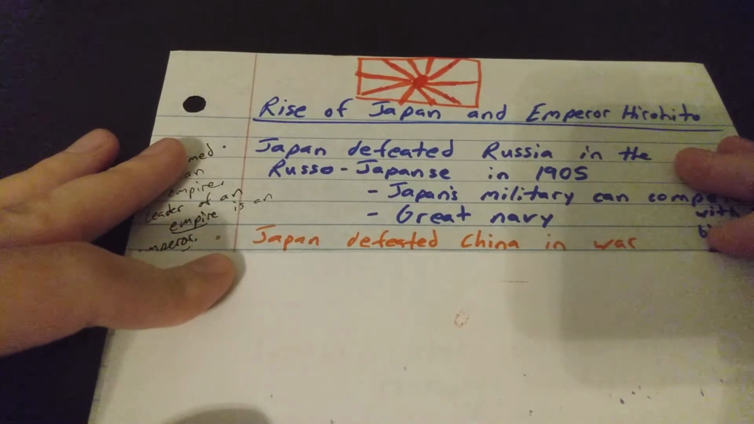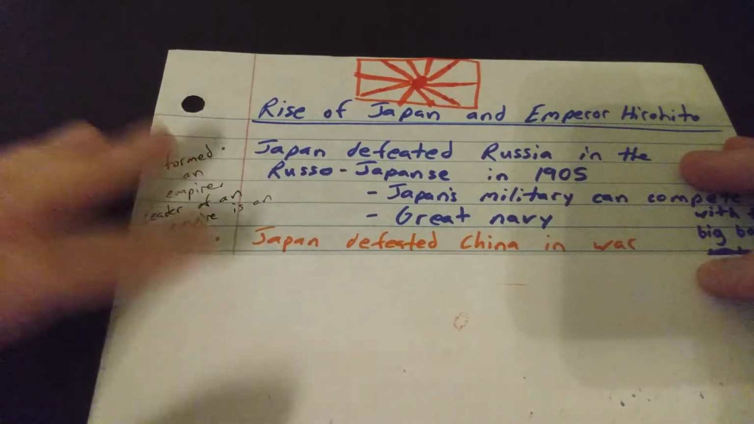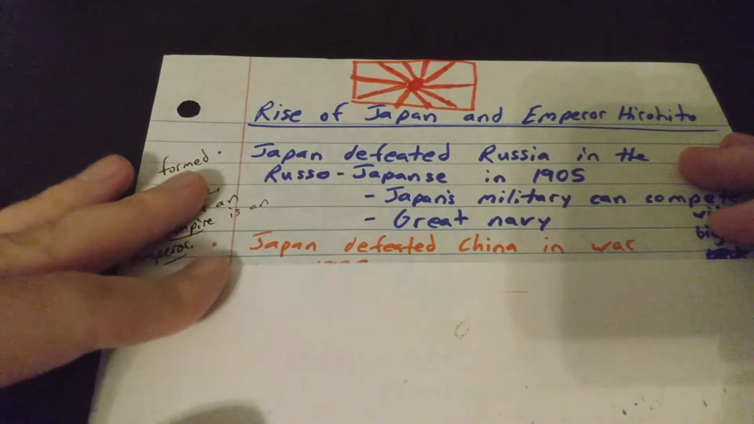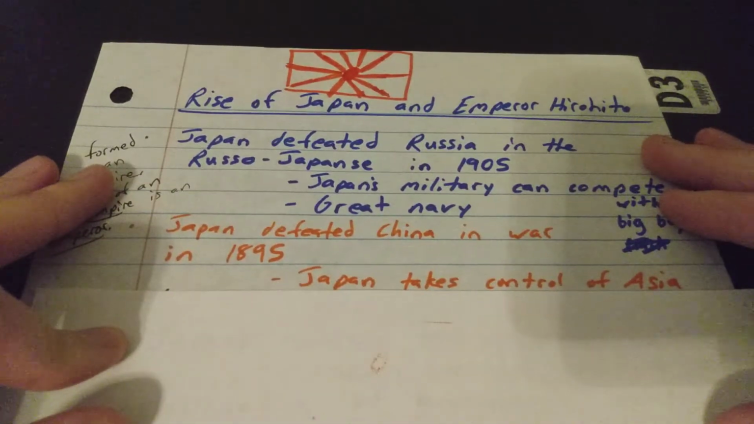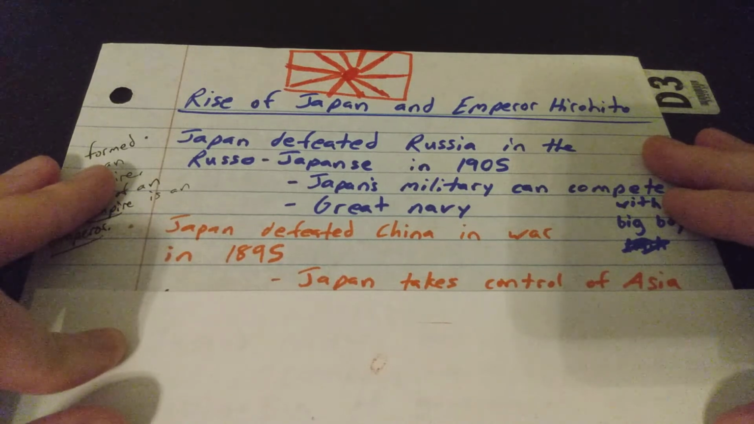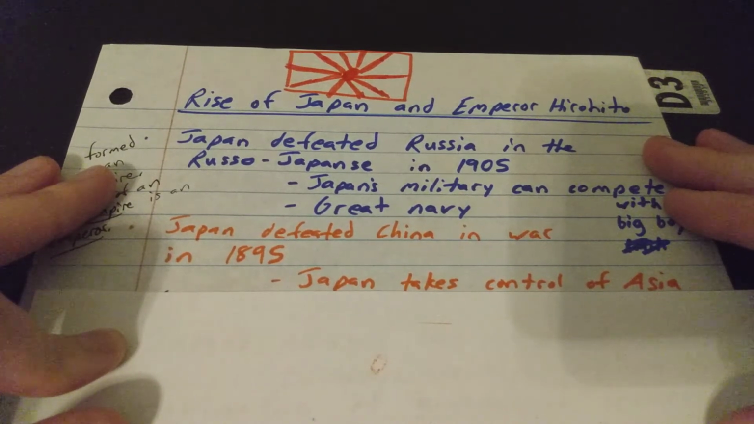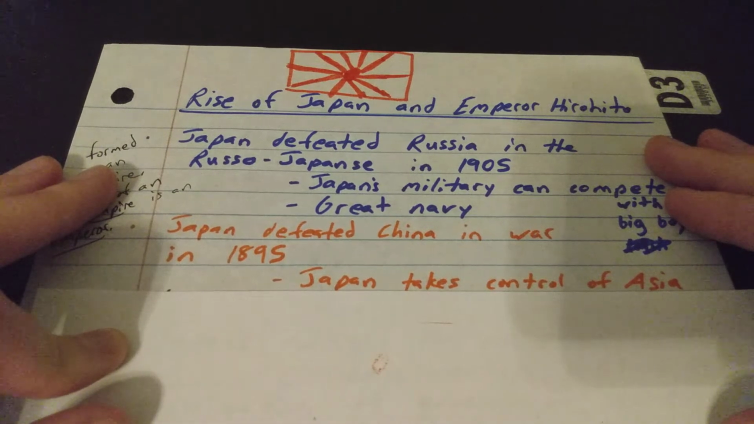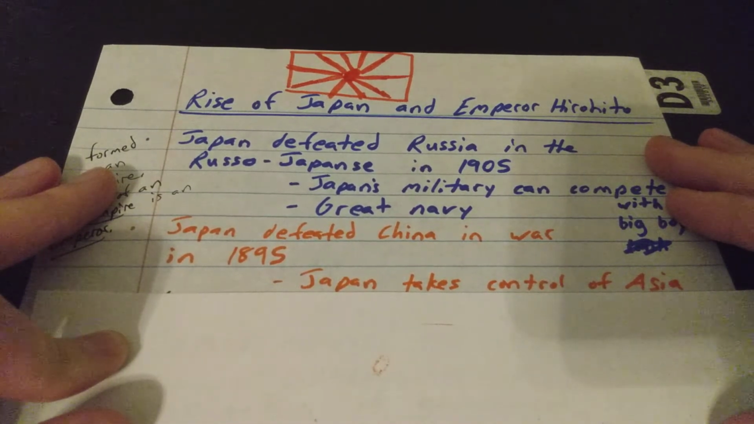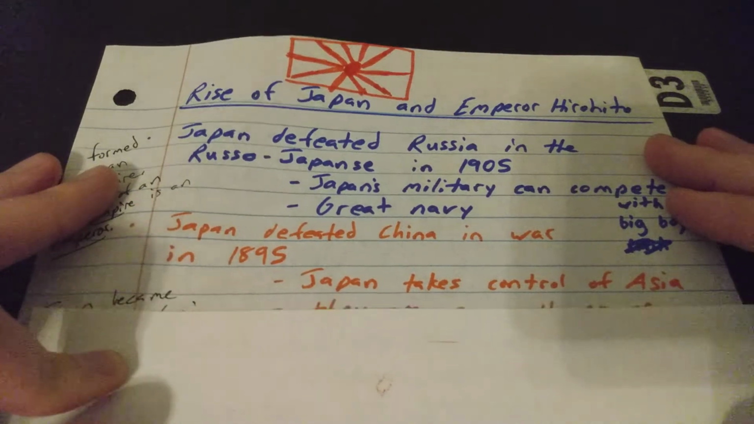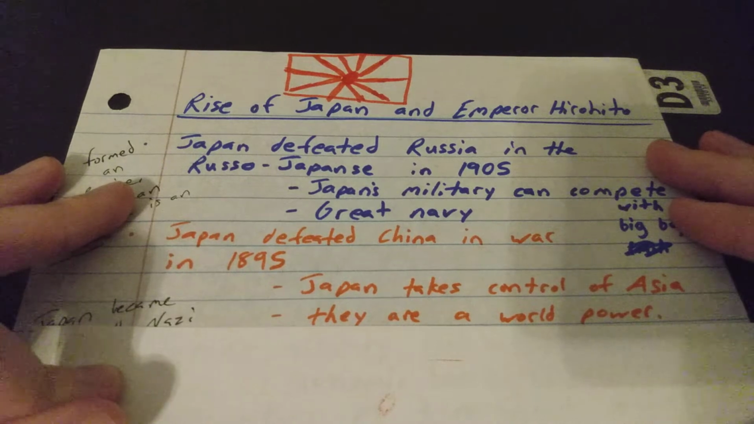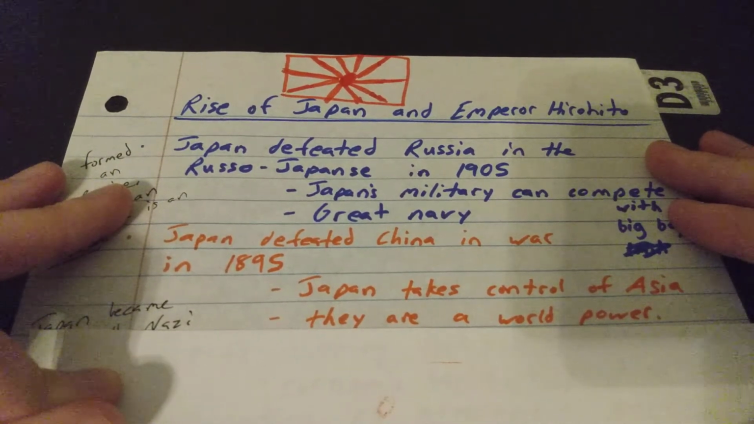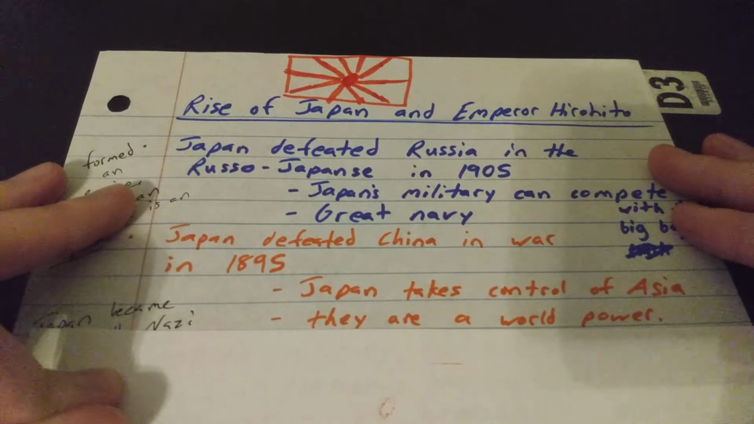Japan also defeated China in a war. If you remember from the map, China is just kind of right next door to Japan, in 1895. And because of that, Japan takes a lot of control of Asia and places in Eastern Asia, like parts of China, another place called Manchuria. And so they showed the world they are a world power. They're one of the big boys. They're one of the powers in the world that's great.